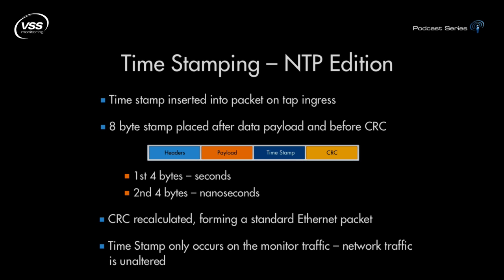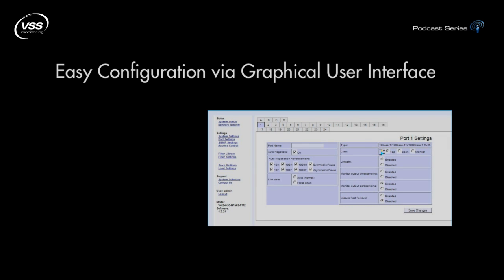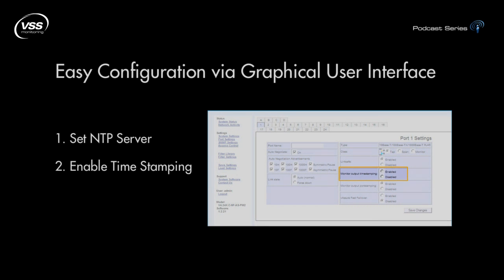Timestamping only occurs on the monitor side of traffic. Network traffic is completely unaltered. Timestamping is easily configured via the graphical user interface. First, you set an NTP server in the tap, and then you can enable timestamping on a per-port basis on the network side of the tap. Each individual network port can be configured to enable or disable timestamping. And again, that timestamp is only inserted and sent out the monitor port. Any inline loop through on the tap does not have the timestamp packet. The original packet is always preserved 100%.